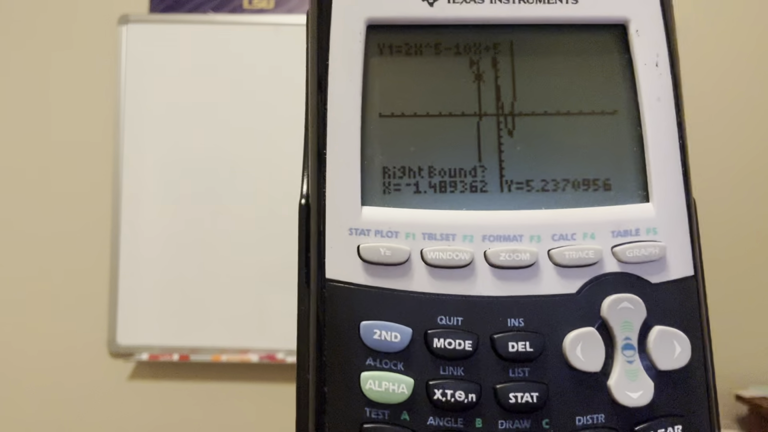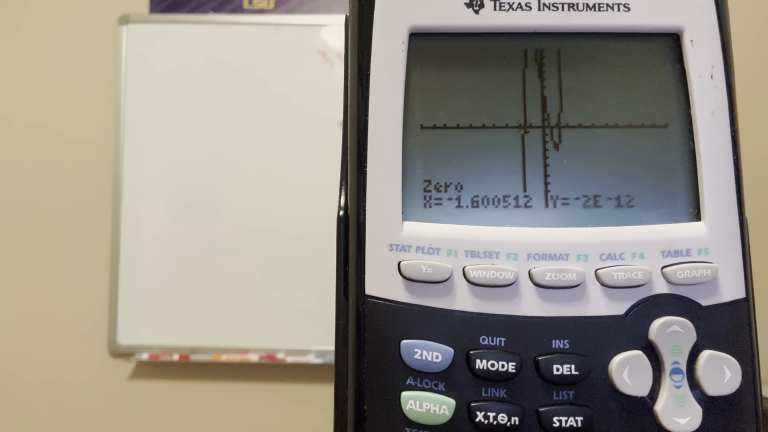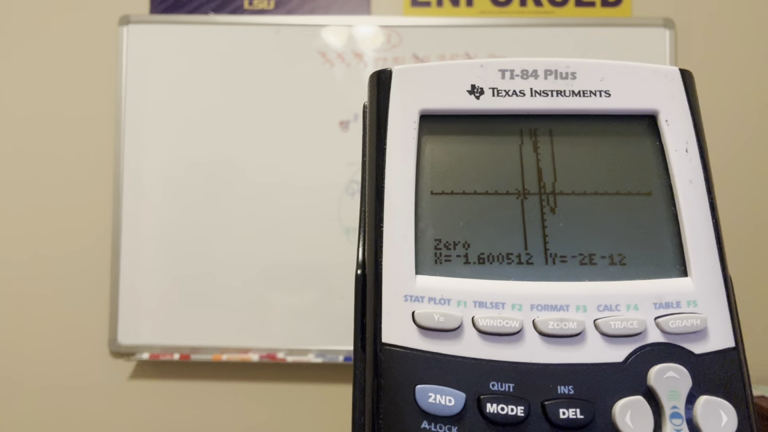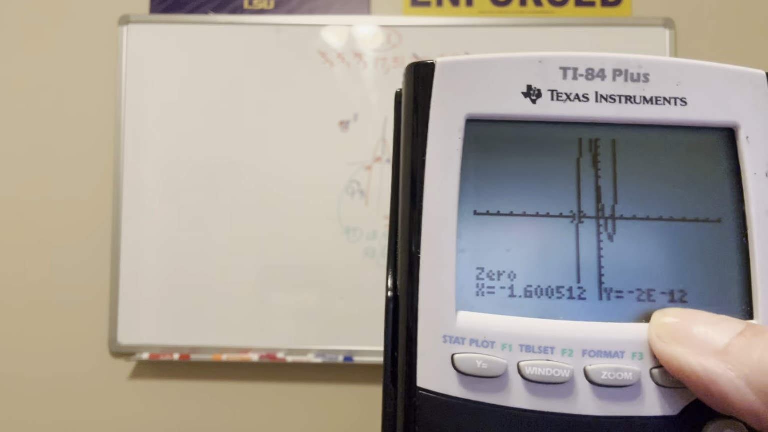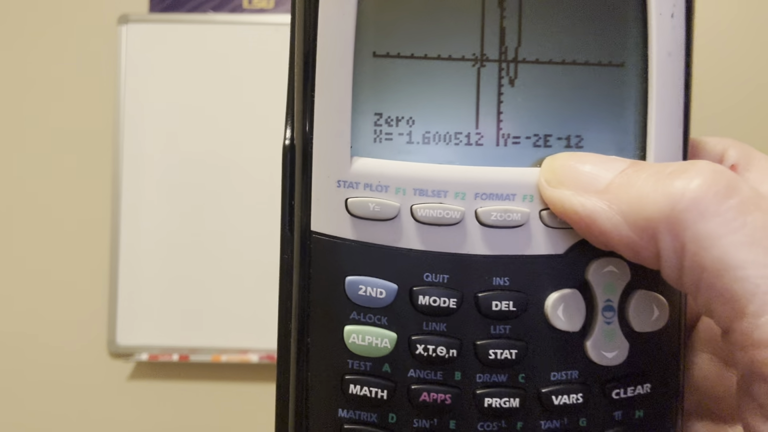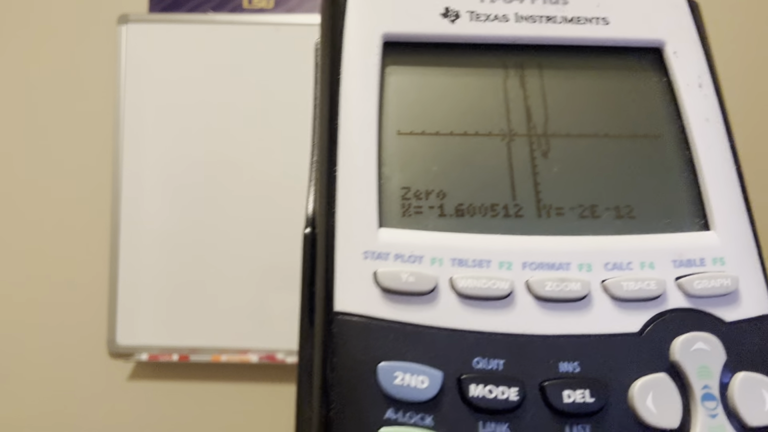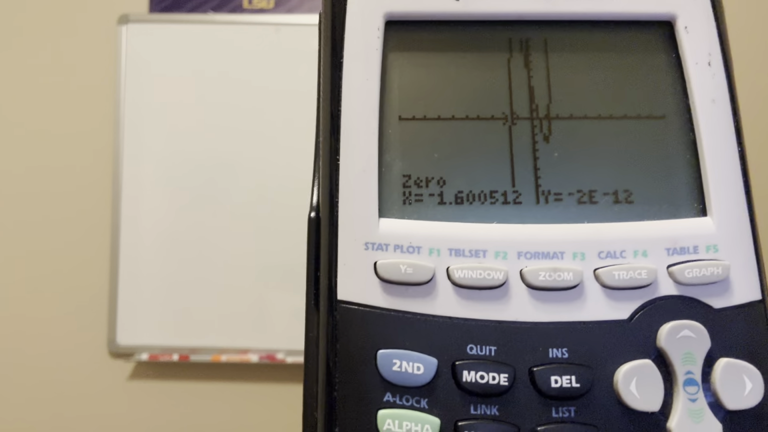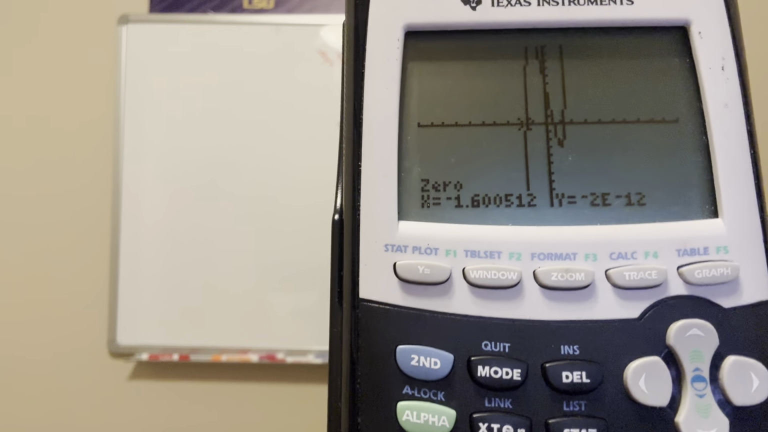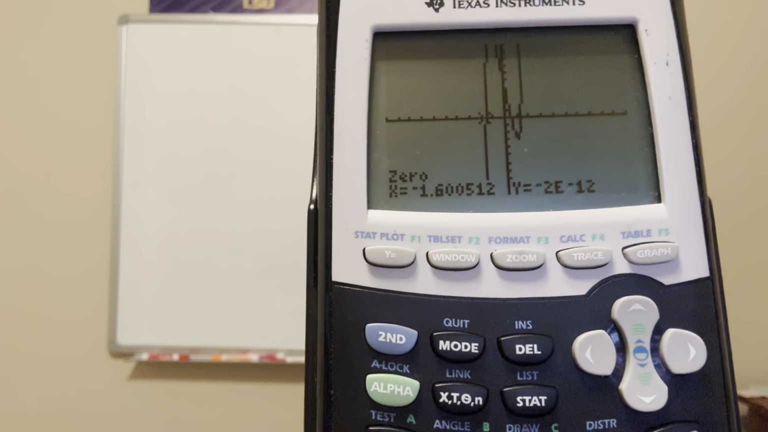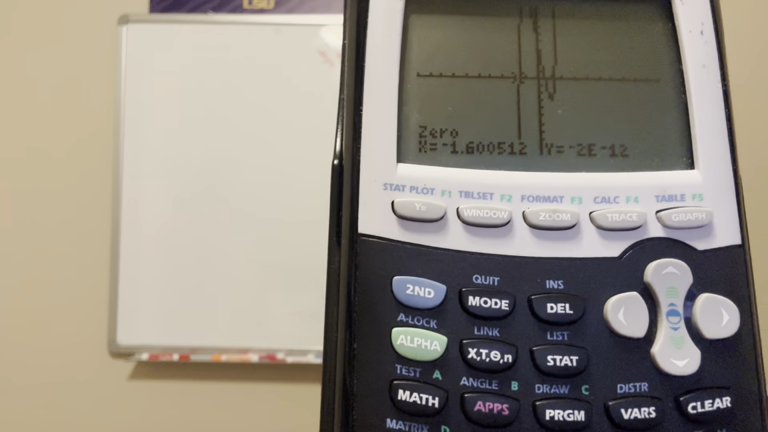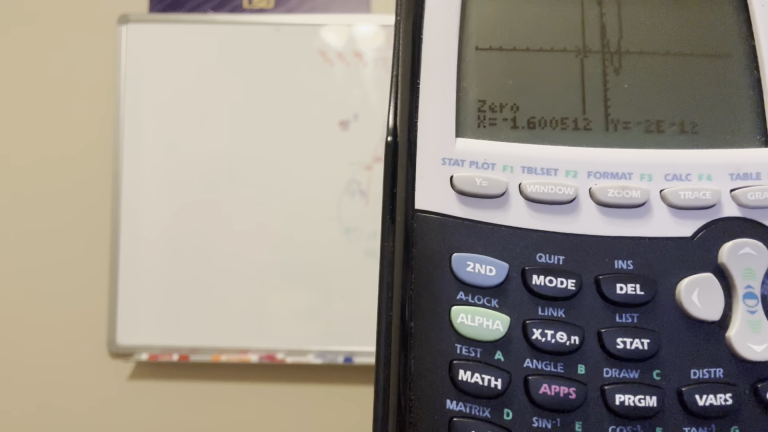Hit enter, go right one, hit enter, hit enter. That's my first. Okay, can you see what I'm pointing at? So negative 2e to the negative 12th is a very small number. That's 0. That's 12 decimal places of 0. All right? So the first 0 is 1.6.